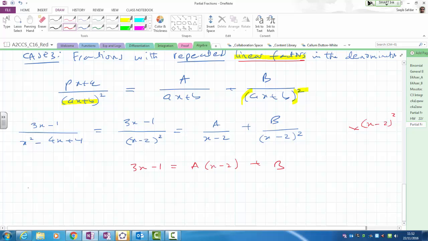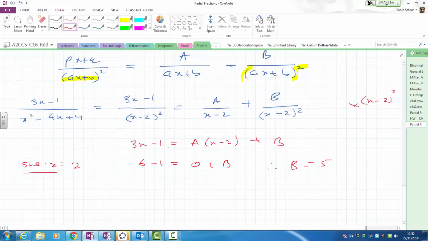Now here, what can we substitute in for x to get rid of the a? Who was asking me? Tadas. What can I substitute for x to get rid of the a? 2. Excellent. So substitute 2. So that gives us 6 take away 1 equals 0 plus b. And therefore b equals 5.